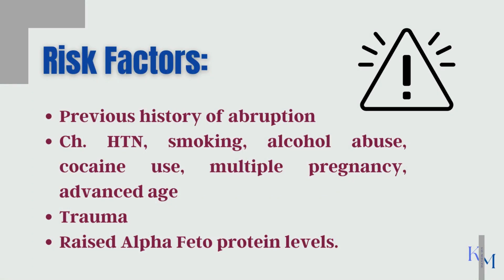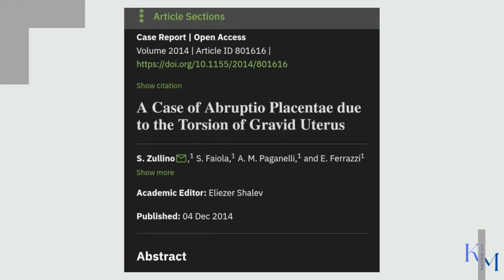Risk factors can be many. Most important are previous history of placental abruption, chronic hypertension, advanced age, multiple pregnancy, smoking or chorioamnionitis. Trauma is also an important cause. Rise of alpha-fetoprotein levels may be associated with an increased risk of abruption. Sometimes anatomical anomalies can lead to abruption too. Just like here, I would like to mention this very interesting case report that was published in Hindawi Journal by Salinas et al., in which placental abruption occurred due to torsion of the pregnant uterus. So there could be many different reasons for it.